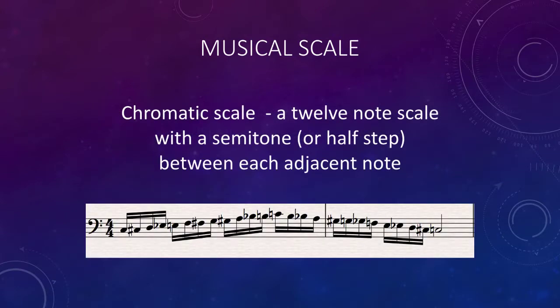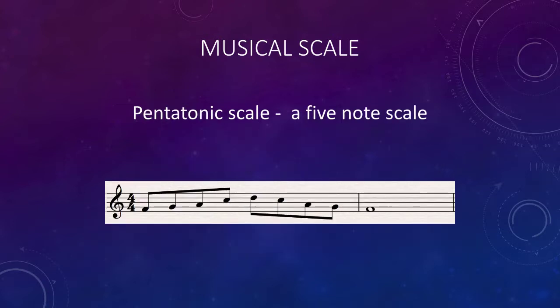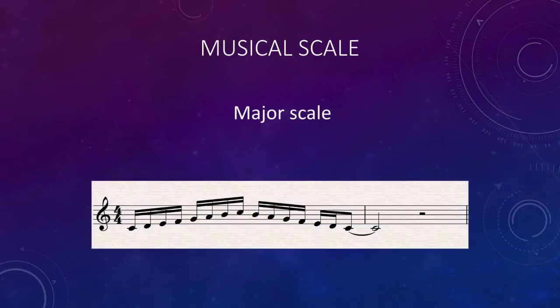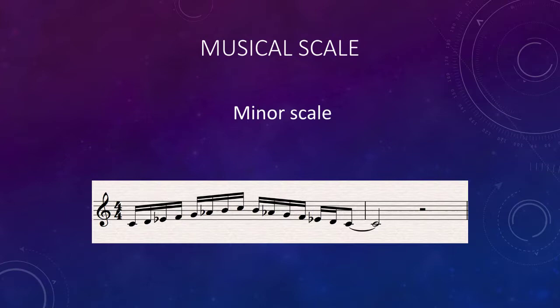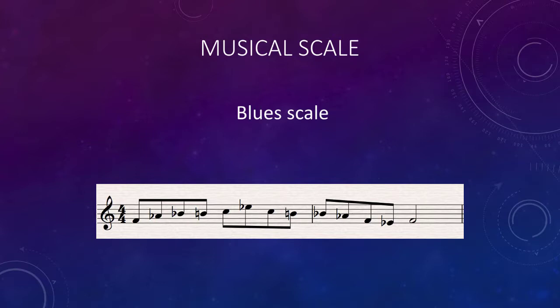Last week in the lab, we recorded a chromatic scale on several instruments. That is a 12-note scale with a semitone or a half step between each adjacent note. Some other common scales are pentatonic, a 5-note scale used most characteristically in Asian, Celtic, and Native American music. A major scale, the most common scale used in Western music. Minor scale, of which there are 3 varieties common to Western music. A blues scale, a 6-note scale used extensively in popular improvisatory music like jazz and blues.